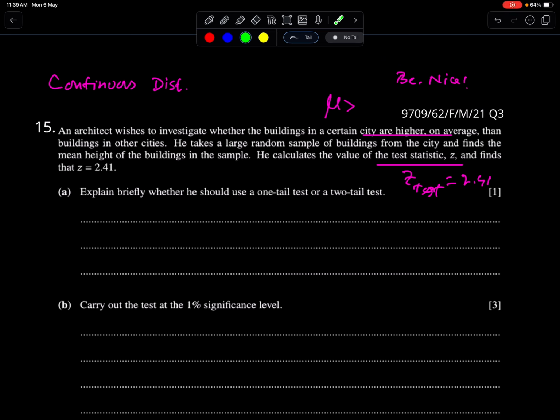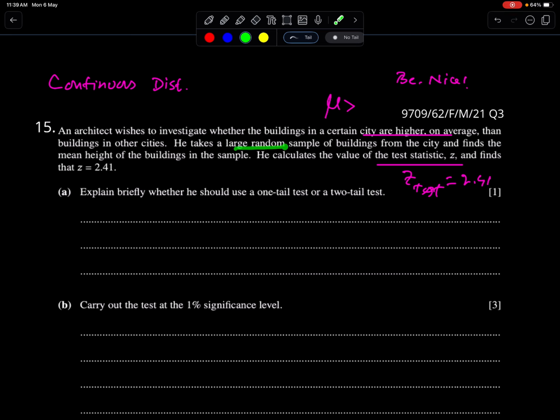This question is from March 21, paper 6-2, question 3. An architect wishes to investigate whether the buildings in a certain city are higher on average than buildings in other cities. So he is looking for an increase in mu. So he should perform the upper tail test, a one-tail test.